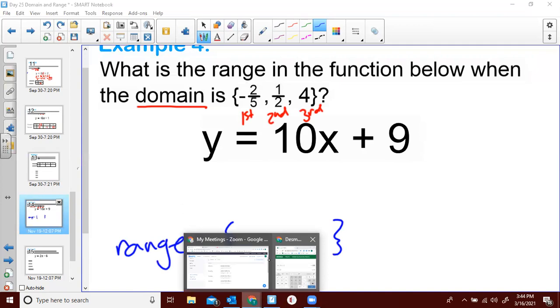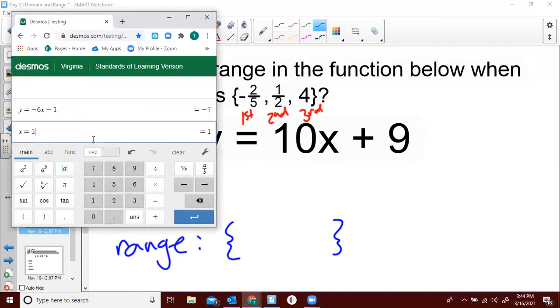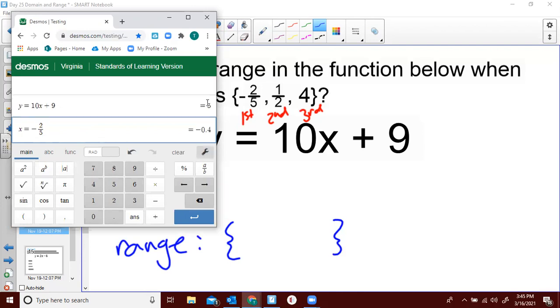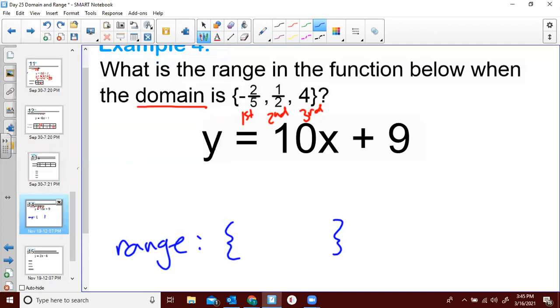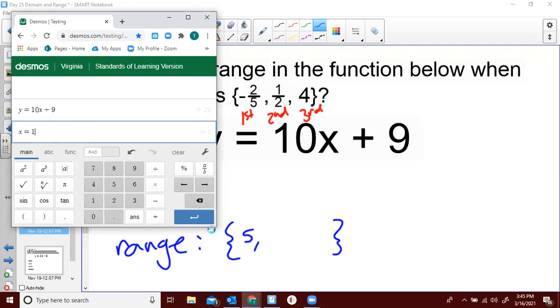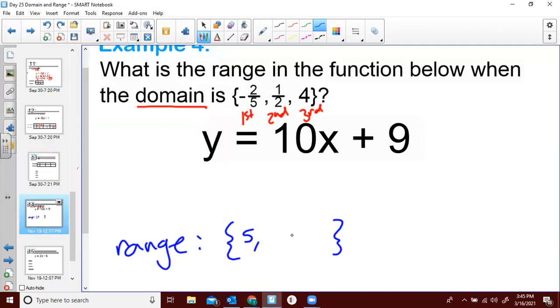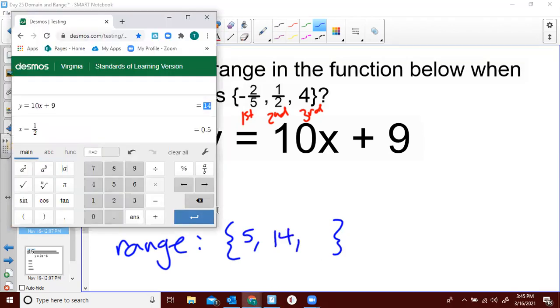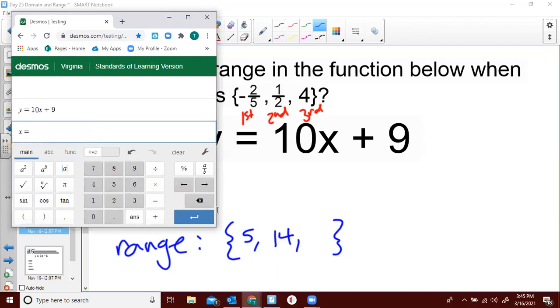So I'm just going to hop over here to Desmos. Remember, after every problem, we clear out Desmos. Type in Y equals 10x plus 9. Hit enter, X equals, and let's type in -2 divided by 5. And you'll see that we get 5 for our range. So I'm just going to put 5 in for the range. All right, what about when X equals 1/2? 1 divided by 2. And you'll see that we get a 14 for our range, or our Y value. And last but not least, when we check out X equals 4, we get 49.